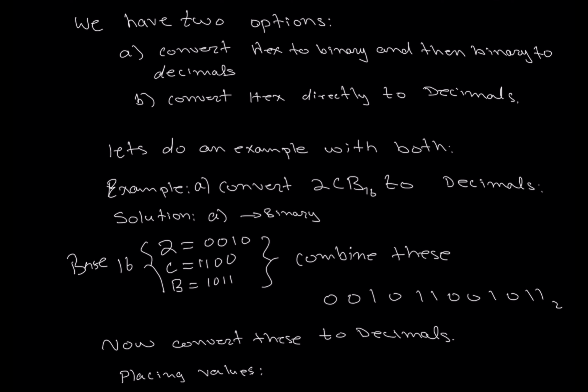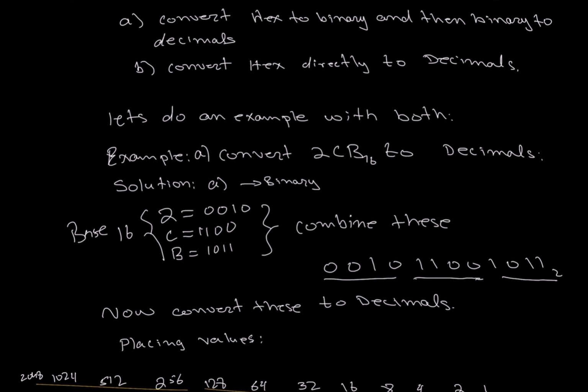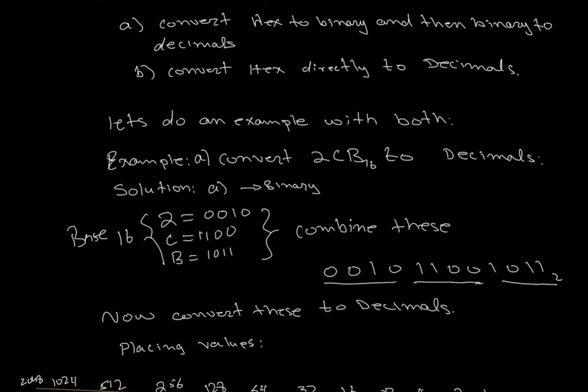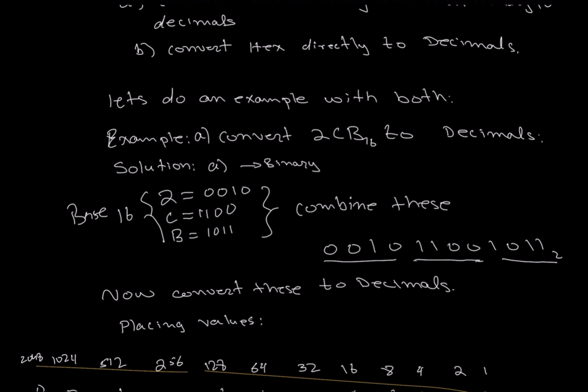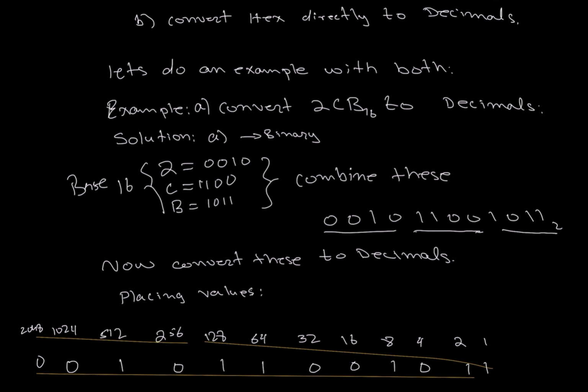So how do we do that? Now you write these numbers: that's your 2, that's your C, and that's your B. So 2CB is that number. If you want to convert it to binary first, that's how you do it. Then you convert these numbers to their decimal values, and you have to find the place value for each. Okay, so we have 12 digits right there: 1 2 3 4 5 6 7 8 9 10 11 12.